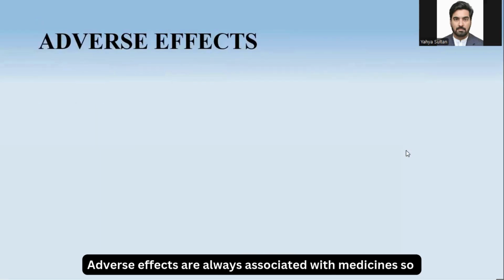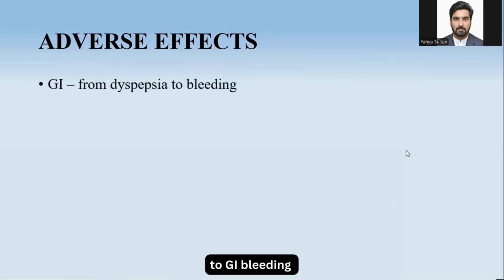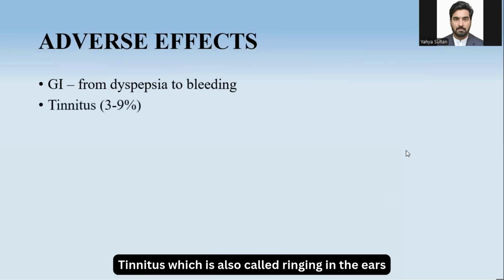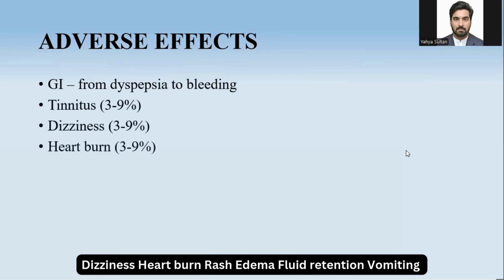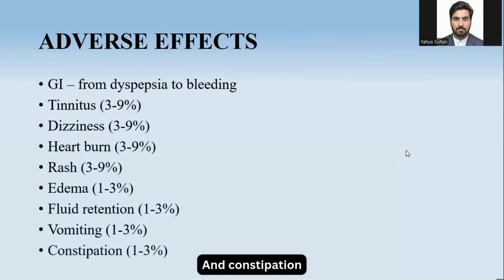Adverse effects are always associated with medicines, so adverse effects that are associated with ibuprofen are GI or gastrointestinal effects that can extend from dyspepsia to GI bleeding, tinnitus, which is also called ringing in the ears, dizziness, heartburn, rashes, edema, fluid retention, vomiting, and constipation.